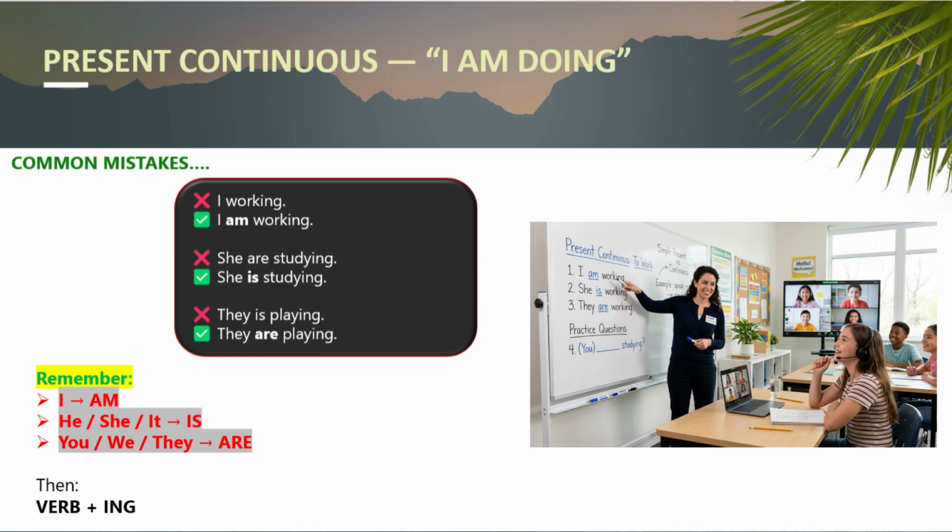Now let's practice. Look, the baby. The verb is sleep. The answer is, the baby is sleeping. I. The verb is learn. I'm learning English. They. The verb is play. They are playing football. She. The verb is cook. She is cooking dinner.